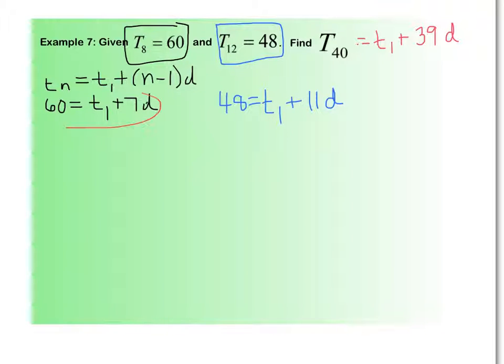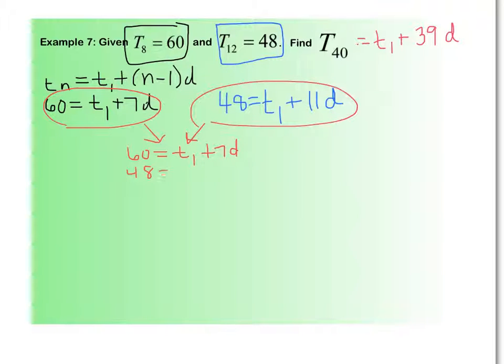But now, as you can see, I have a system of equations. And I can solve these to get T1 and d. So let's stack them on top of each other. We have 60 equals T1 plus 7d, and 48 equals T1 plus 11d. Let's say I want to get my T1s to cancel. I would just need to subtract this equation. So 60 minus 48 is 12, and 7d minus 11d is negative 4d. Then if I divide by negative 4, we get d is negative 3.